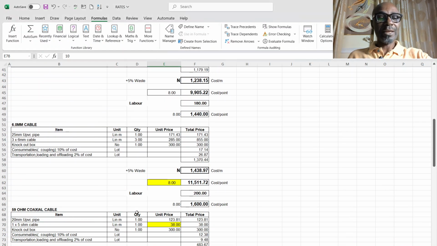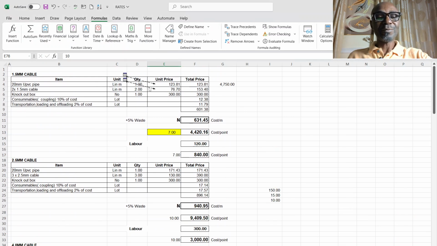Let us talk electrical works to this topic. According to the guiding principle, which is the standard method of measurement, we're expected to price electrical work per point. That is the power and the lighting. We're expected to price per point.